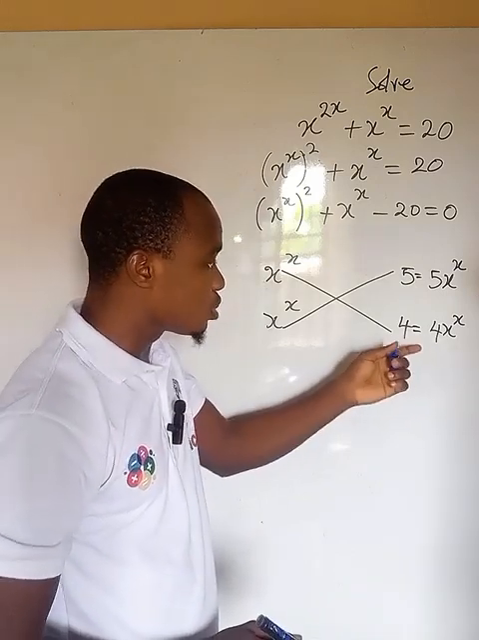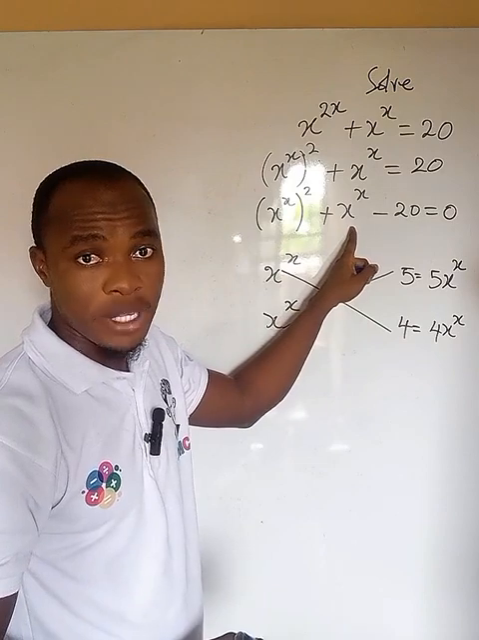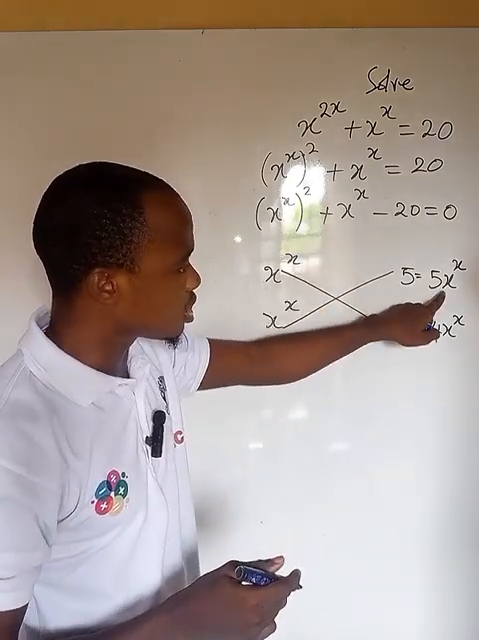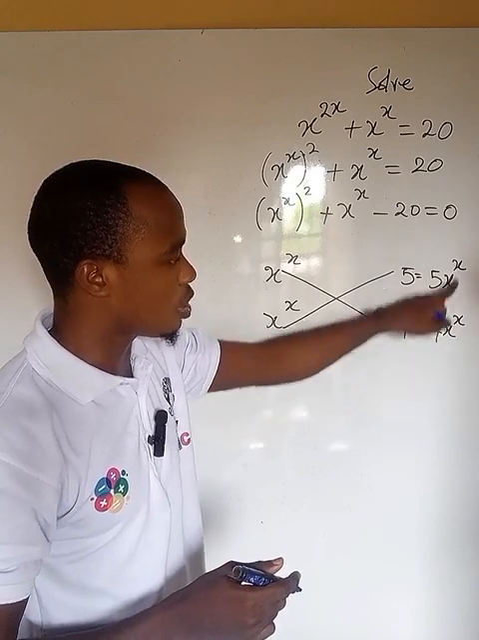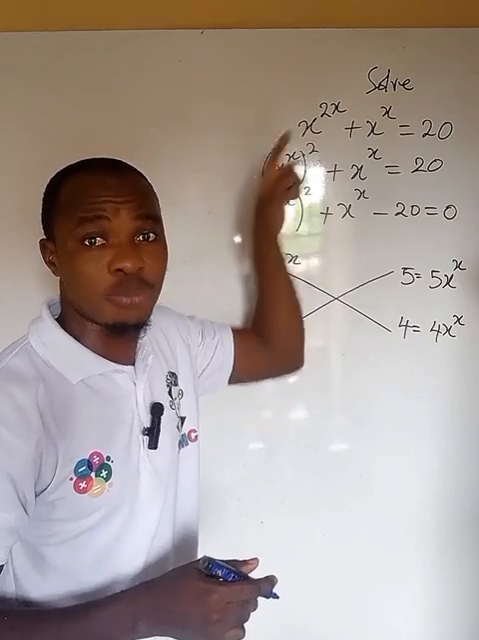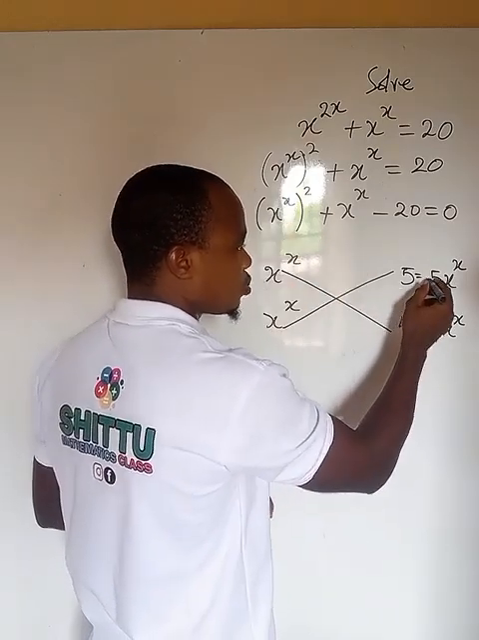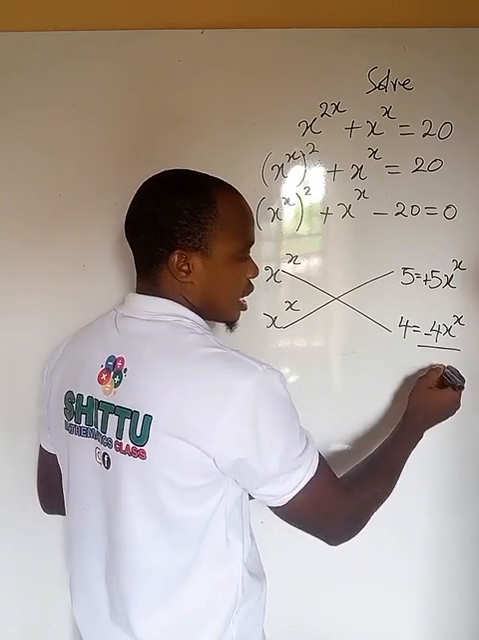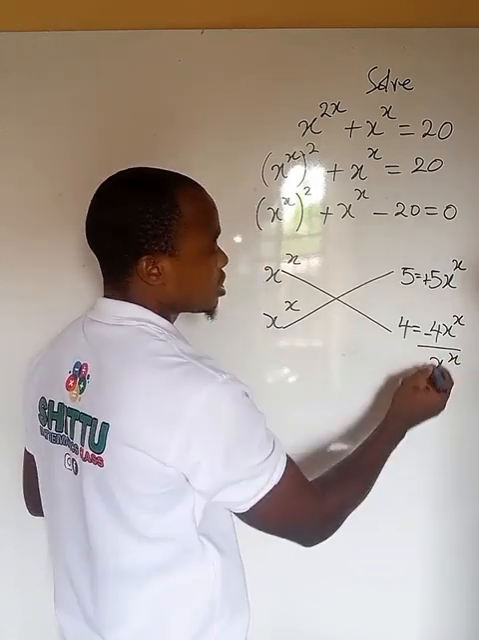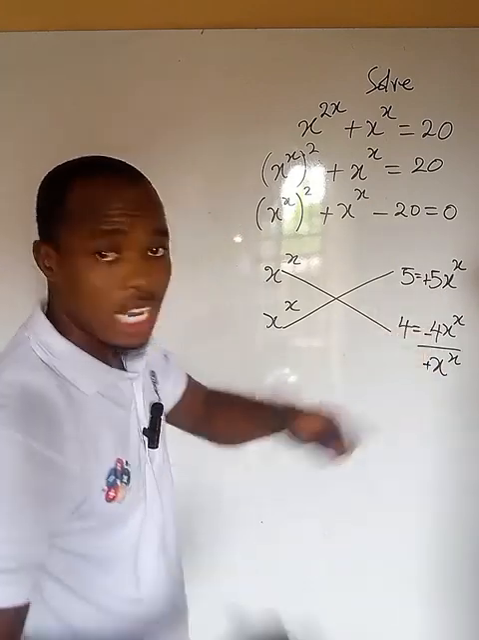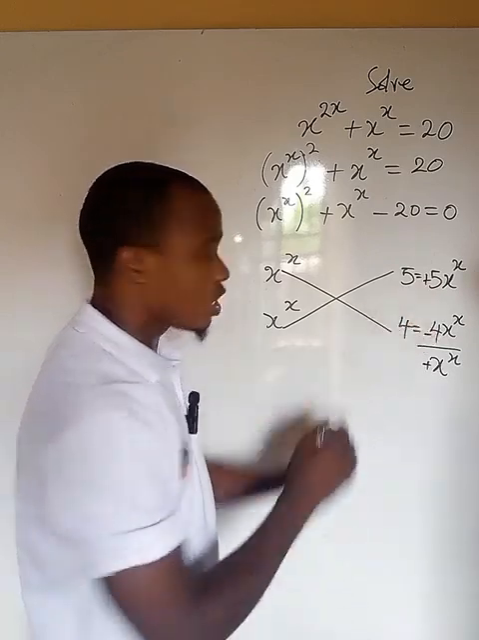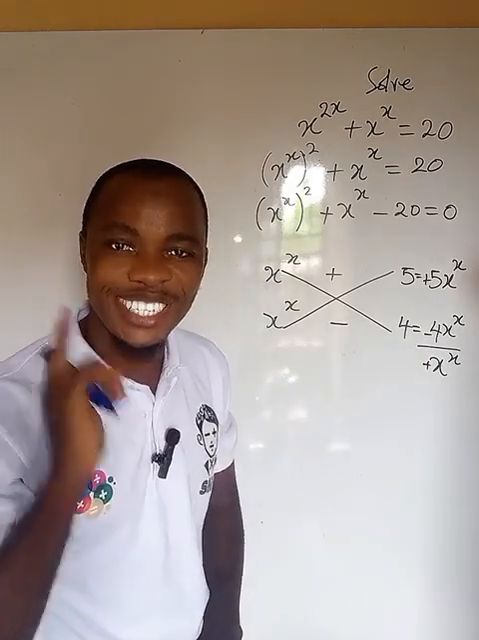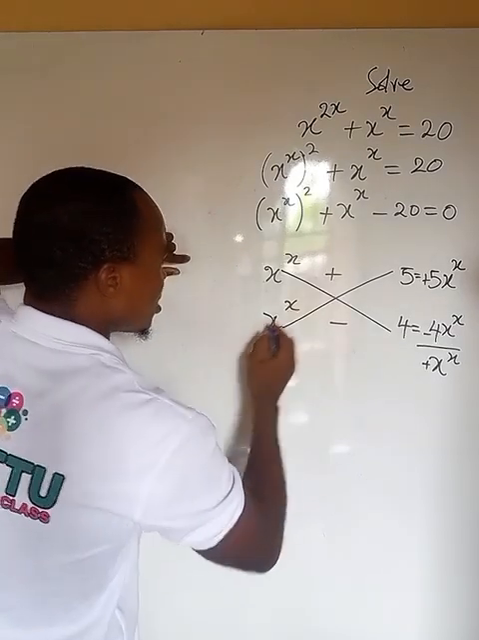So now to do this, look at this middle term. You can see this is plus x^x. What are we going to do to 5x^x and 4x^x that will give us this plus x^x? You should know that if I put a plus sign here and a minus here, 5 minus 4 will be 1, and we're going to have x^x, which is the same thing we have here. We put positive here, so positive will be here. We put negative here, negative will be here. I call that the magic cross method. All right, so this is now what we're going to have.